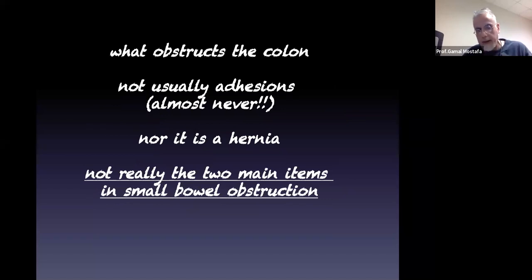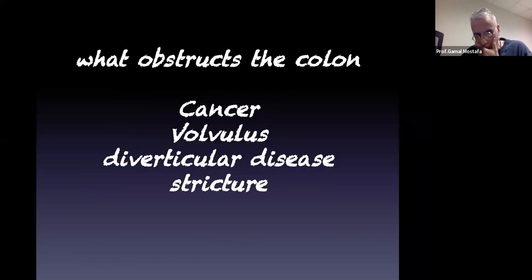We explained why. What obstructs the colon? Not usually adhesions, almost never. I haven't seen a patient with obstructed colon because of adhesions, and usually it's not a hernia. I think in 30 years, I saw one patient with sigmoid obstruction because of a left-sided inguinal hernia. One. But what we talked about, these are the usual causes. Cancer, volvulus, diverticular disease, or stricture. In that order, guys. Cancer, volvulus, complicated diverticular disease, and stricture.